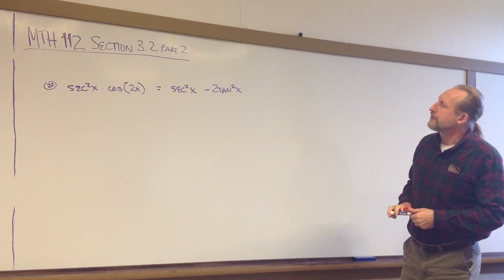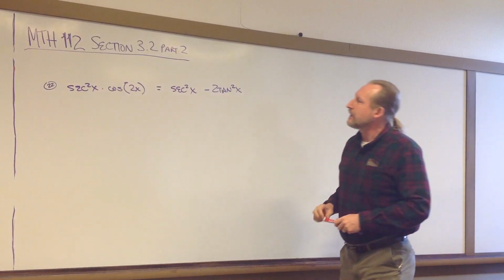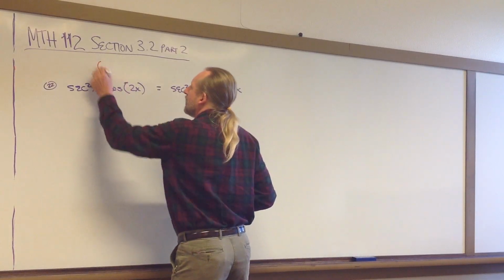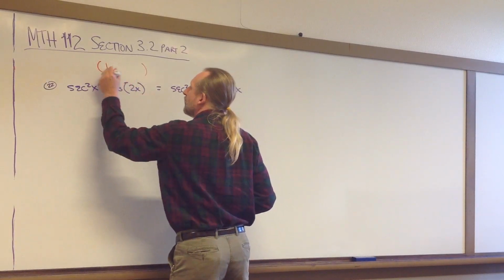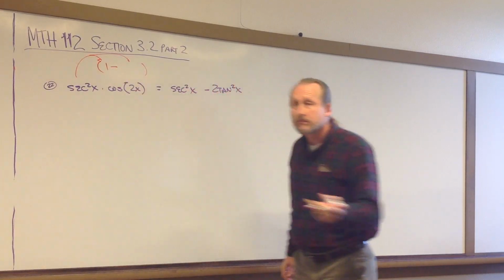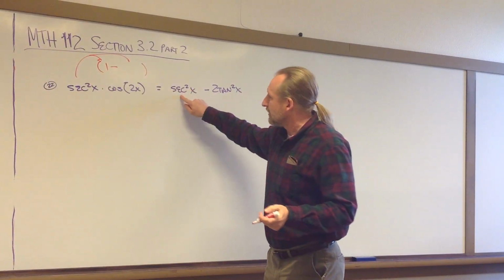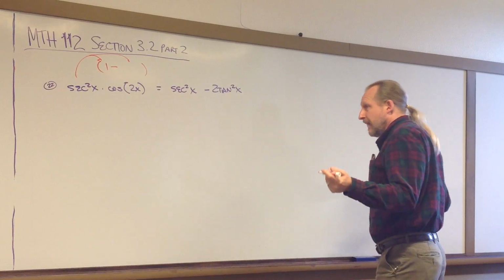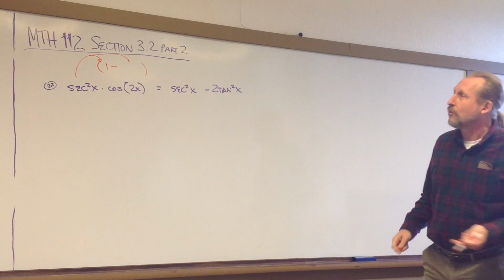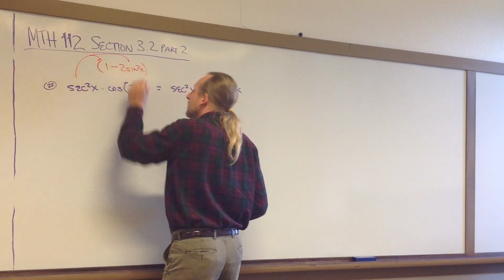So there's a couple things that we could do here. One thing I'm noticing is that this first term is secant squared. So if we had a parentheses here that was 1 minus something and we distributed this into the parentheses, then that would give us a secant squared here. And there is an identity for cosine of 2x that starts out 1 minus, and I believe it ends 2 sine squared x.